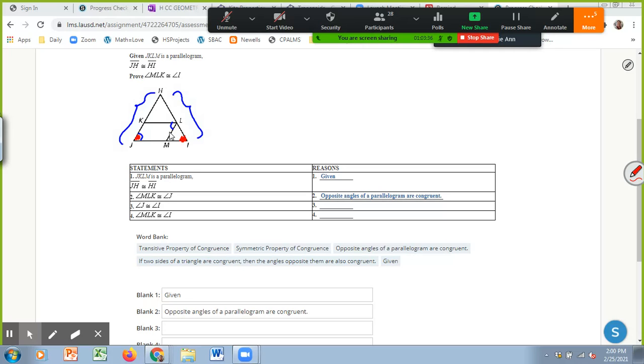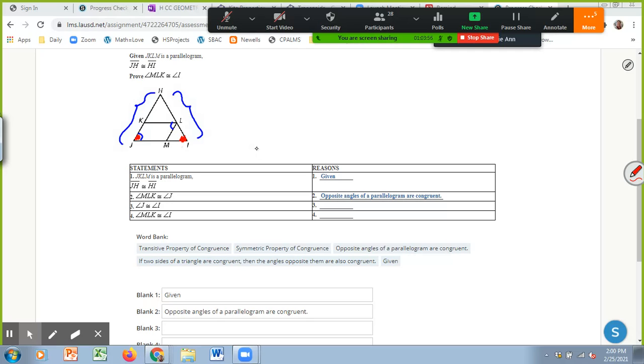What's the reason for this one? This time, it's not in the parallelogram. These angles are in the triangle. So you're going to find something that gives you a property about angles of a triangle. What could that be?